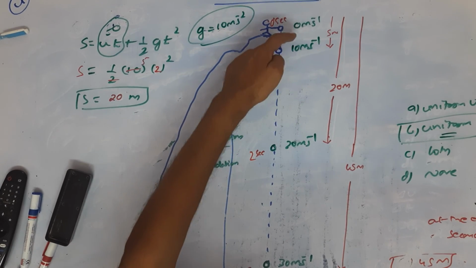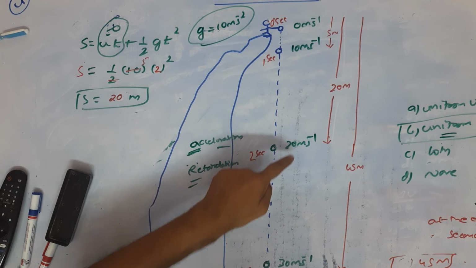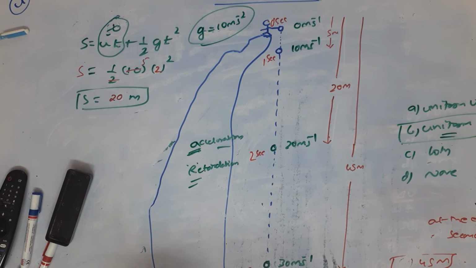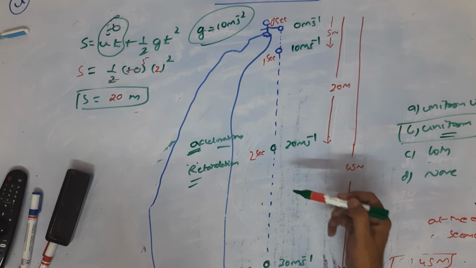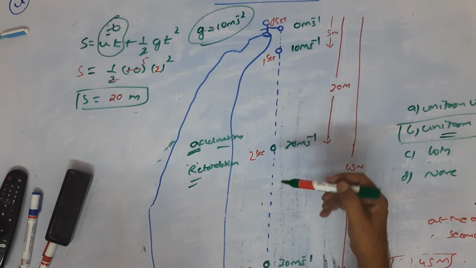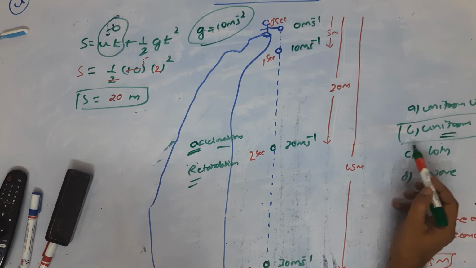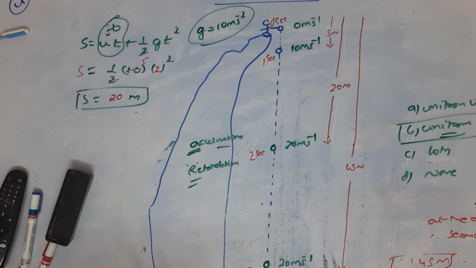Please look, 0 meter per second, 10 meter per second, 20 meter per second, velocity is changing. But the change in the velocity is constant, and the change in the velocity per unit time is called acceleration. Therefore, acceleration is constant. Here it is traveling with constant acceleration or uniform acceleration. So both are correct.